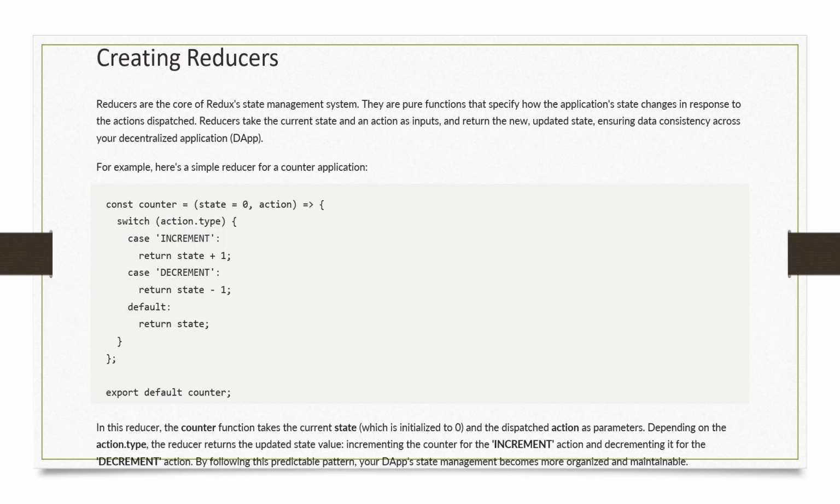Reducers are pure functions specifying how the application state changes in response to dispatched actions. Reducers take the current state and an action as input and return the new updated state, ensuring data consistency. Here is an example of the code. In this code, the first line declares the initial state of the counter. Then we define the reducer function taking the current state and an action as inputs. Then the switch statement checks the type of action, and if the action type is increment, the state is updated by incrementing the count. If the action type is not recognized, the current state is returned unchanged.